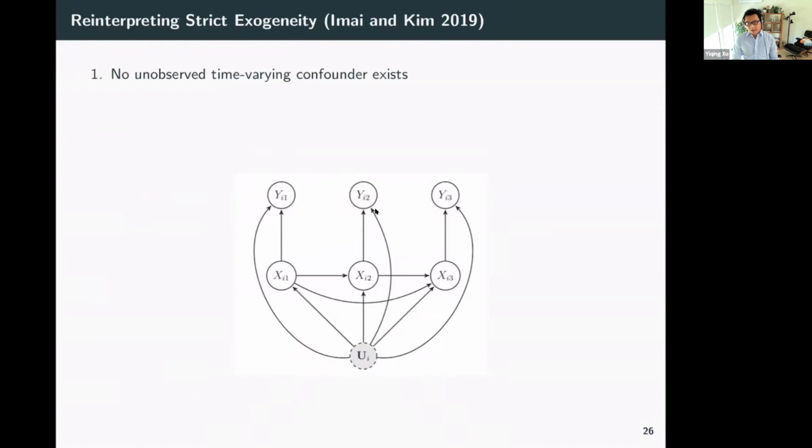They show that you can interpret the strict exogeneity assumption as the following 4 assumptions. One is that there's no unobserved time-varying confounding. This is very well known in the literature. The second assumption is that past outcomes do not directly affect current outcomes, so no lagged dependent variable in fixed effects models. This is also fairly well known because of the so-called Nickell bias, and you need to address that.